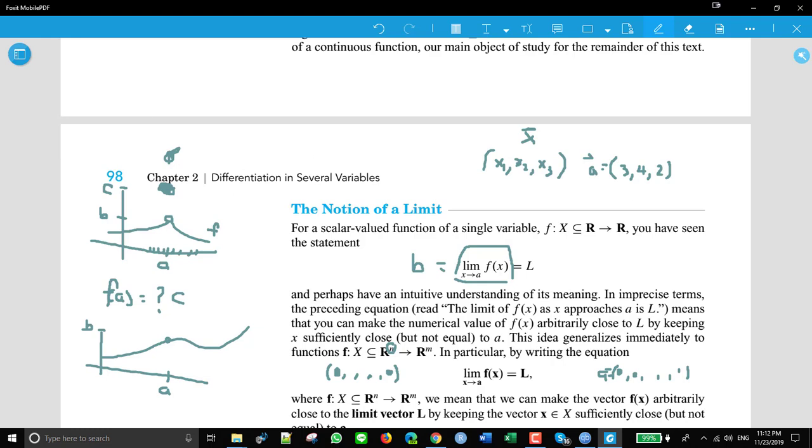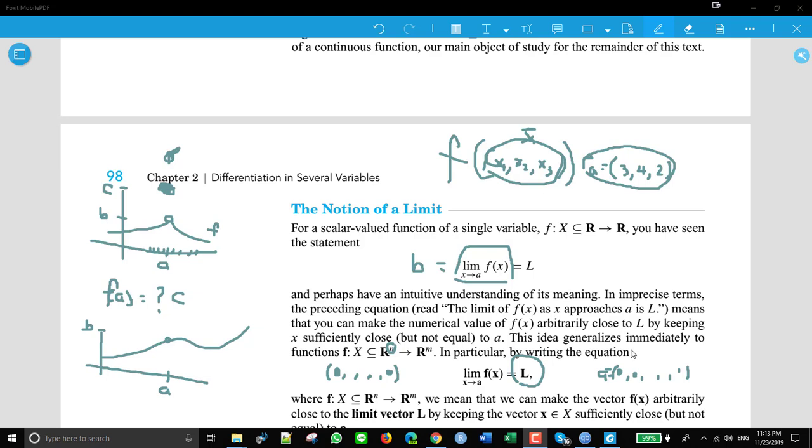So this would be the input of some function, right? And the input is getting close to this value, and then we're asking what happens to the output of the function. What does it get close to? The output in this case is in Rm, so it's going to be a point in Rm that it gets close to, and we call that L, whatever point in Rm that it gets close to.